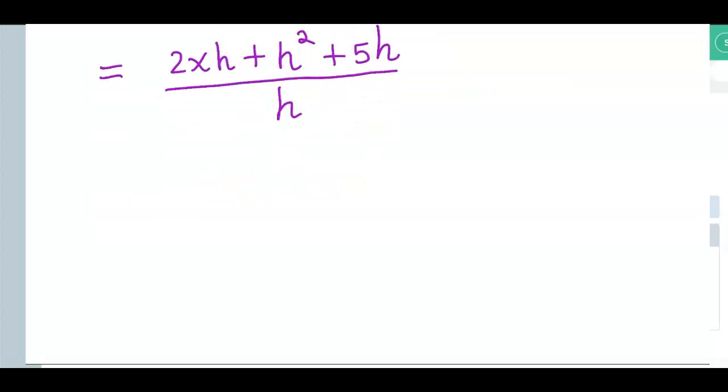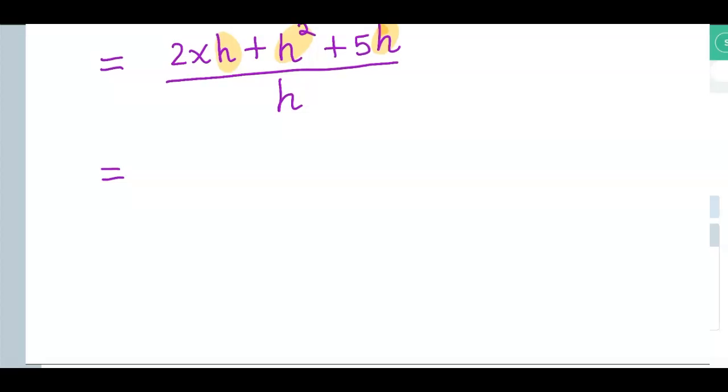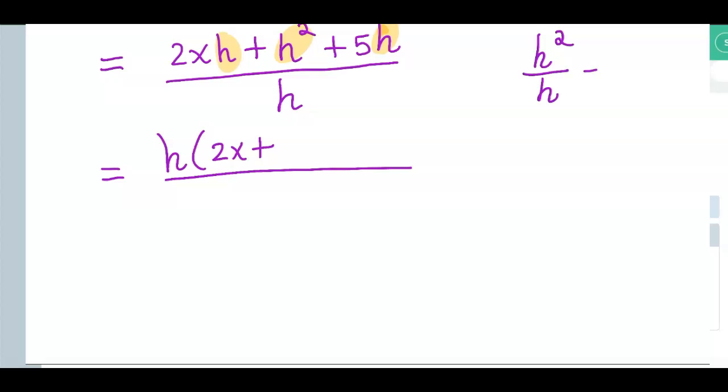But what you notice is that in the numerator, all of them have h. This has h, this has h squared, this has 5h, this is 5h. So what I will do is I'll factor out the h in the front. That means that each is going to have one less h. So the first term will be 2x. Well, the second term is h squared divided by h. What's that going to be? That is h. And the last term, if I do 5h divided by h, that's going to be 5. And these are all over h.